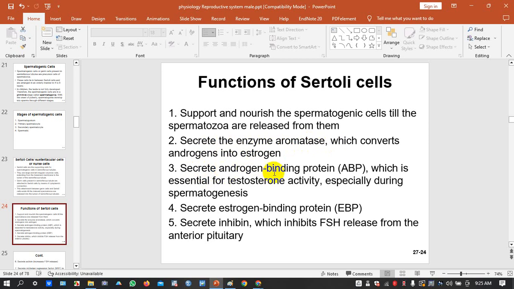Sertoli cells secrete androgen binding protein, which is essential for testosterone activity, especially during spermatogenesis. Sertoli cells also secrete estrogen binding protein. They also secrete inhibin, which inhibits FSH, or follicle stimulating hormone, released from the anterior pituitary. We'll see all this in the next slide.